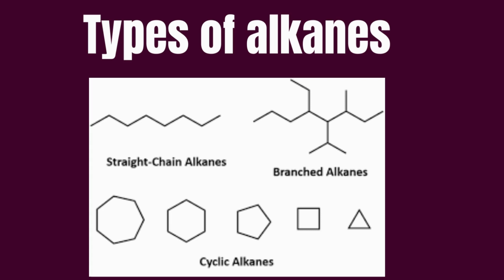Next is branched alkane. In branched alkane, carbon atoms are arranged such that one carbon atom is attached to two carbon atoms, or three carbon atoms, and more than four are also possible. Now in cyclic alkanes, three carbon atoms are arranged in cyclic form, and also four, 5, 6 and 7 carbon atoms in cycle form. These cyclic alkanes are stable structures.